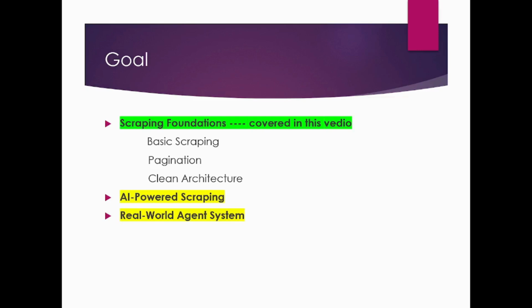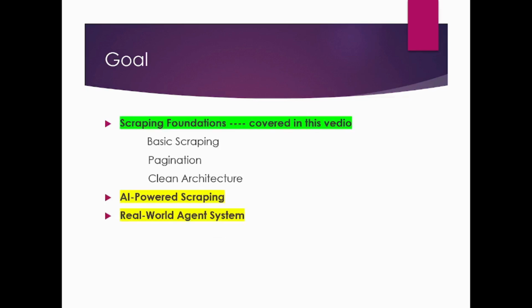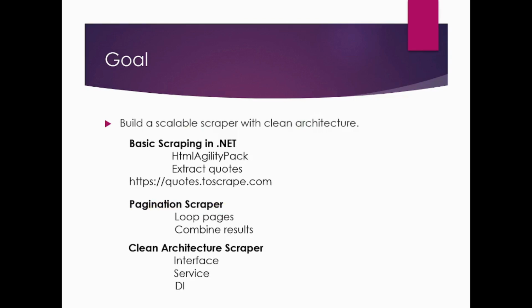Those from a .NET background know how to create a solution architecture, so we will show that. In the upcoming videos, we will show how AI-powered scraping can be done, and finally we will show the real-world agent. So the yellow-marked items will be covered next, and the green one we are covering right now. We start from the basics, make it AI-powered, and finally it will be a real-world agent: building a scalable scraper with a clean architecture.